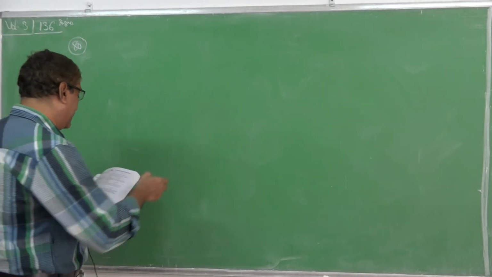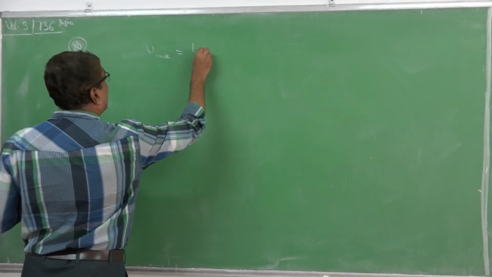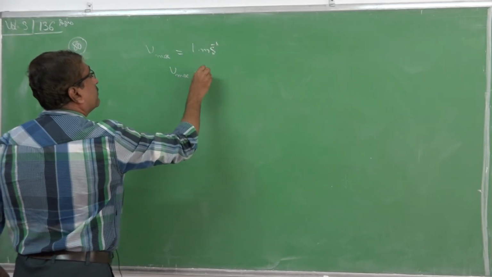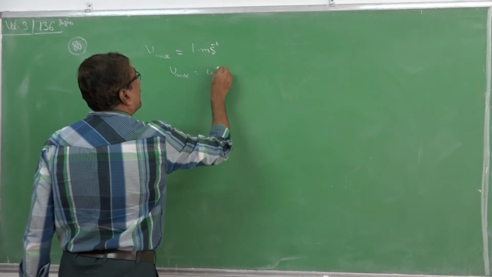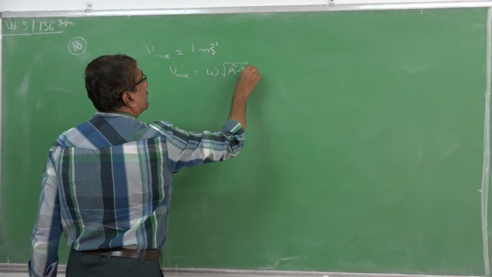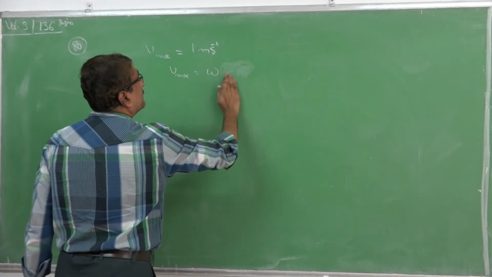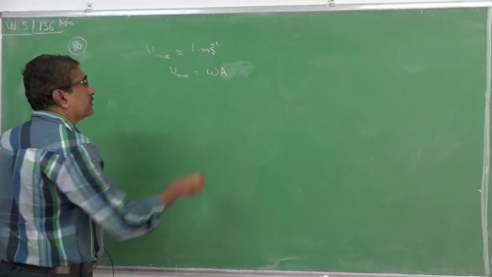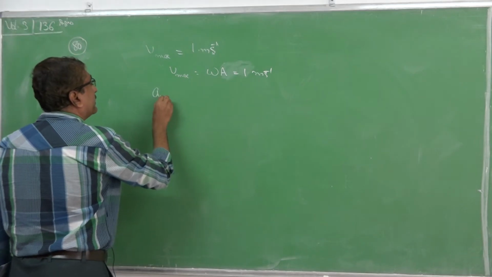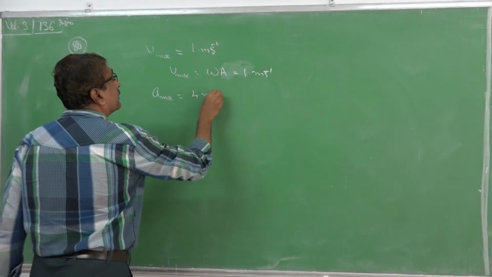Given that Vmax is equal to 1 meter per second. As we know, velocity is omega into square root of a square minus y square. Velocity will be maximum when y is equal to 0. In that case, we can write this as omega a. So this is given as 1 meter per second. Next, maximum acceleration, a max is given as 4 meter per second square.